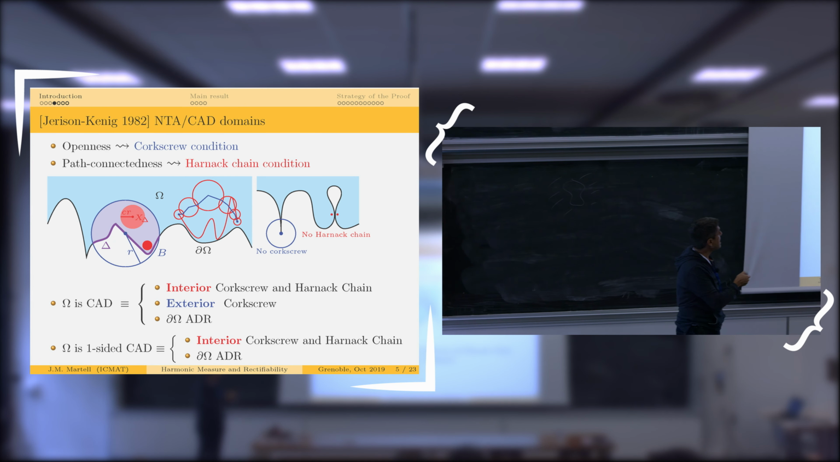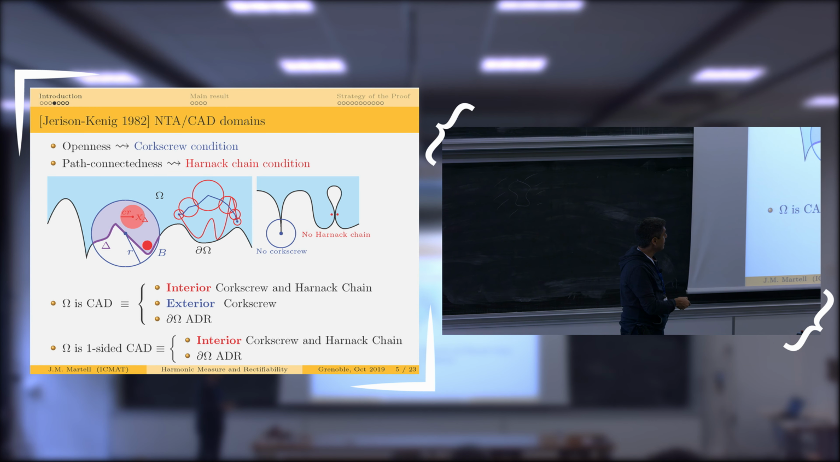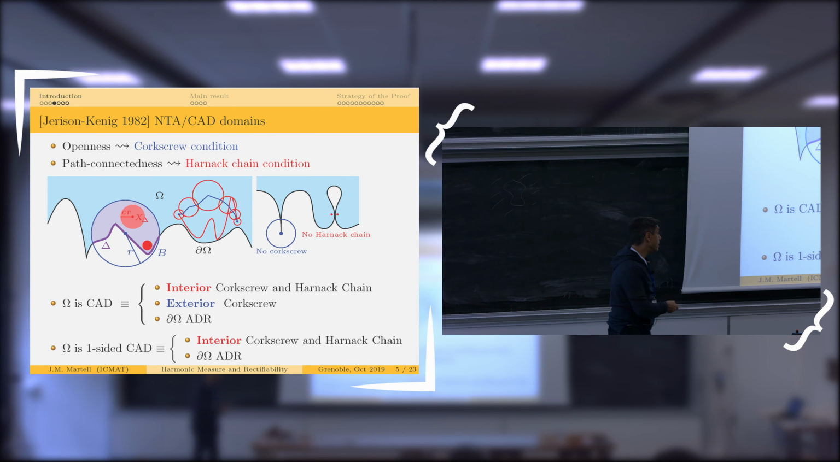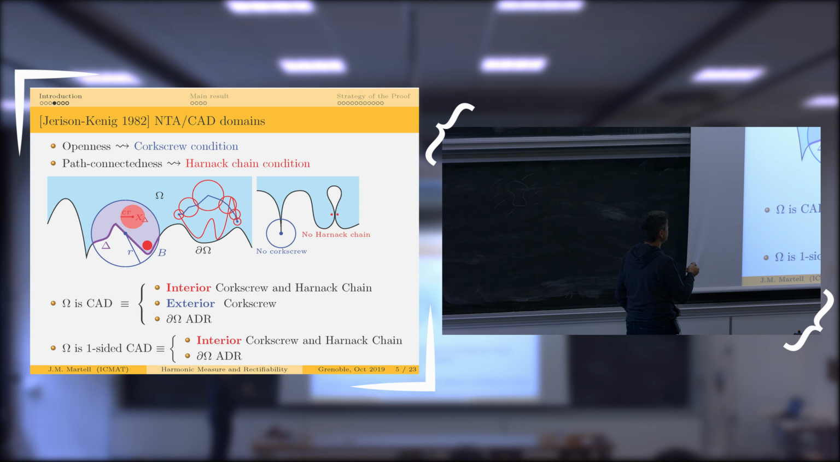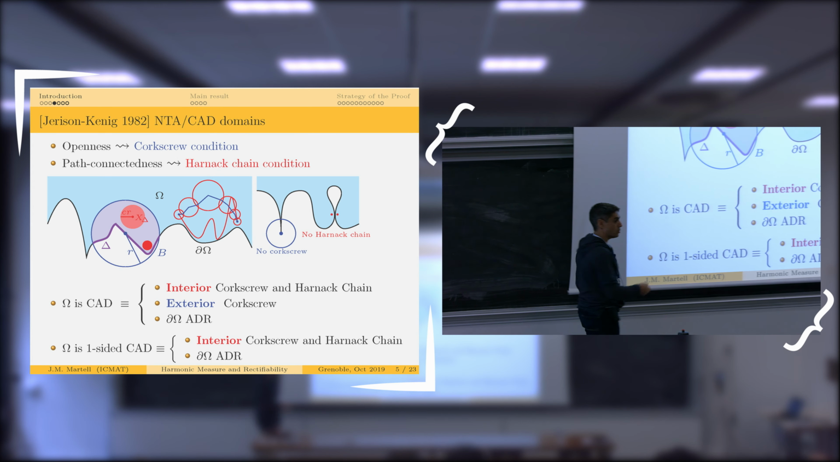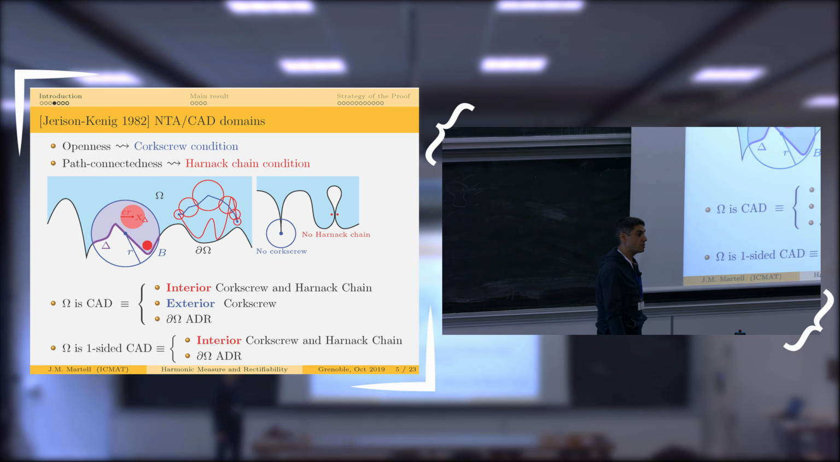So what is NTA? NTA only talks about the domain, and chord-arc is when you also introduce this Ahlfors regularity. Okay? This was the thing that was developed years ago. I'm also going to introduce what is called a one-sided chord-arc domain, in which the only thing I'm dropping is the exterior corkscrew. That looks very naive, but actually changes a lot. Having an exterior corkscrew or not changes, for instance, the regularity of the boundary. And this is what we are going to see.